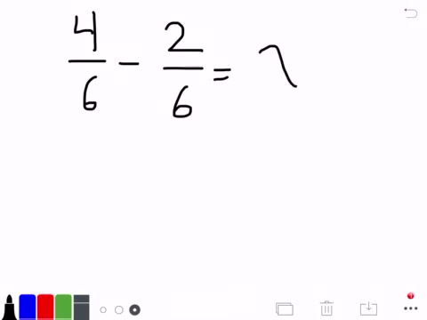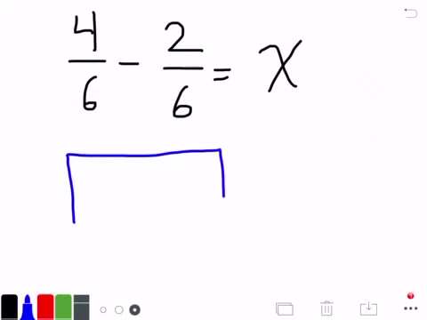Okay, so we start with the number model again. 4/6 minus 2/6 equals x. Now, some of you already probably know this answer, and if you do, fantastic, because that's going to make this so much simpler. But if we draw this as a fraction bar so we can represent it with a model, I have a fraction bar, and my denominator here of 6 tells me that in my fraction bar I need to have 6 equal pieces.